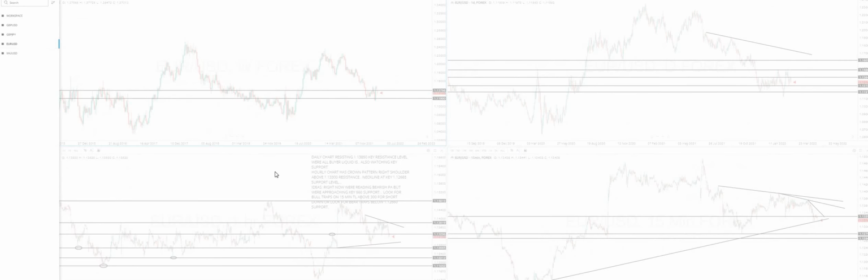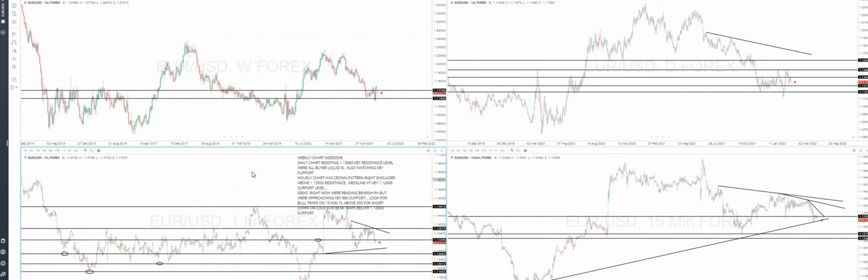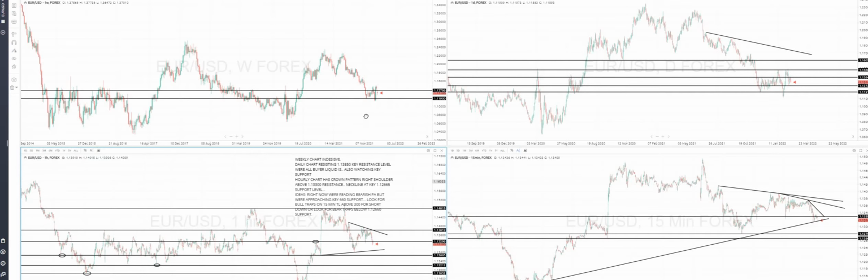That is GBPJPY, Euro USD. Everything is kind of reading a similar story. We've had a consolidated market.